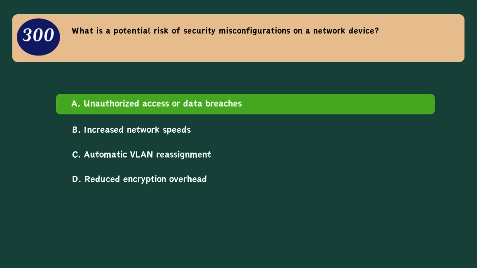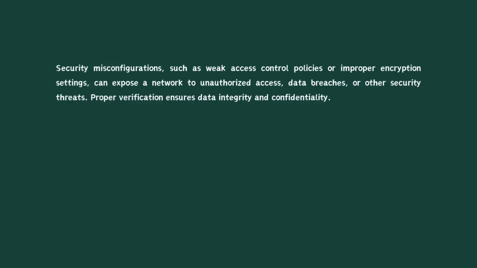Correct answer. A. Unauthorized access or data breaches. Security misconfigurations, such as weak access control policies or improper encryption settings, can expose a network to unauthorized access, data breaches, or other security threats. Proper verification ensures data integrity and confidentiality.